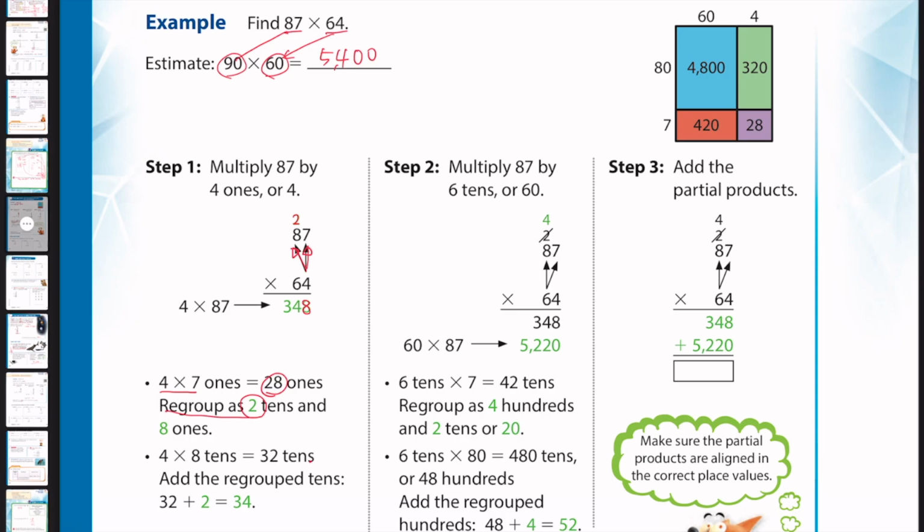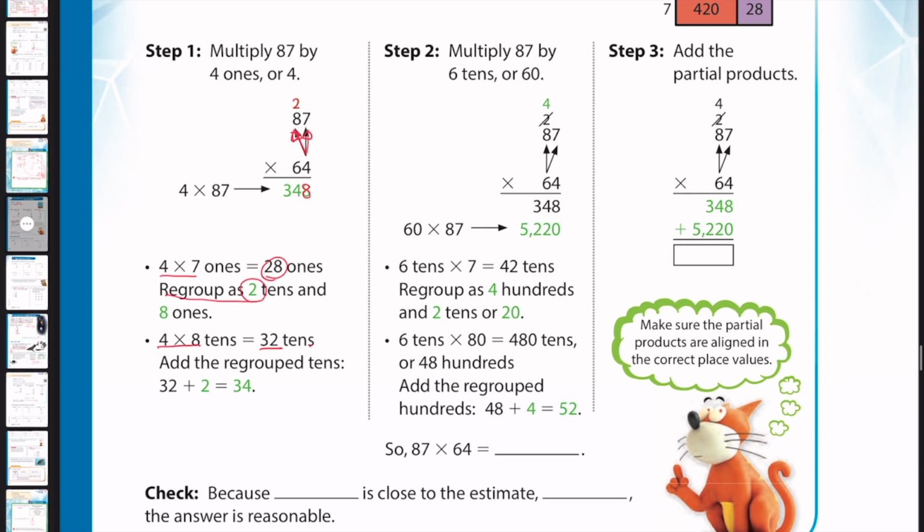And then you need to move on to ones digit times tens digit, going backward, right? So 4 times 8 tens is what? 32 tens. And you can add the regrouped tens, which is what? 32 plus 2, which is 34. So you can write down 34 here. That was the first step. And you finish with 87 times 4.